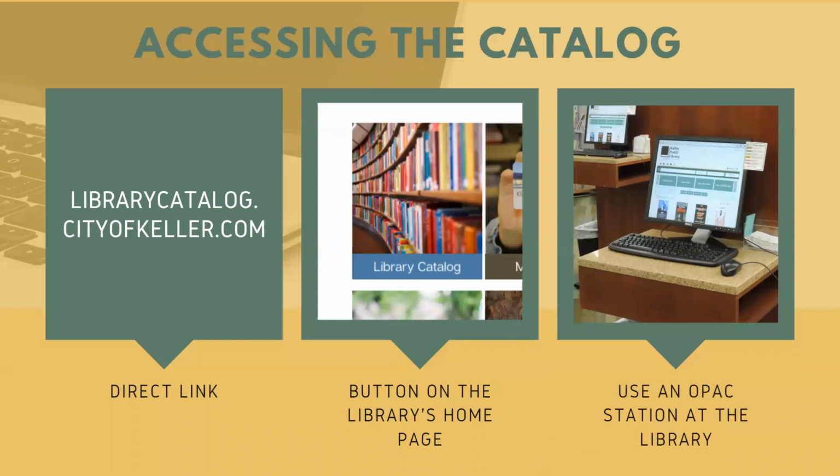To access our new catalog, you can use a direct link, which is this in the square on the left, librarycatalog.cityofkeller.com. You can also find a button on our library's homepage on our website. That's that button in the middle. Or you can use any of the PAC stations in the library. I think we have 7 of them, and they're varying heights and in different areas around the library. All those computers do is access the PAC.